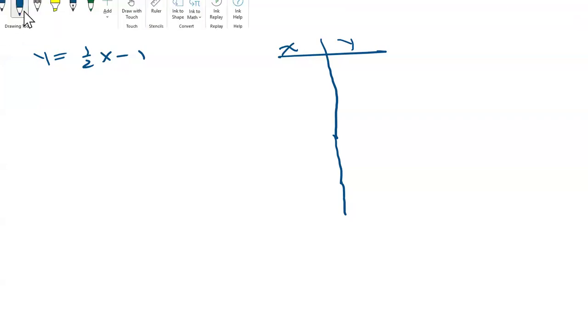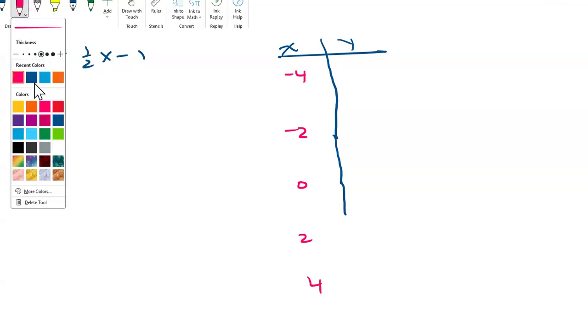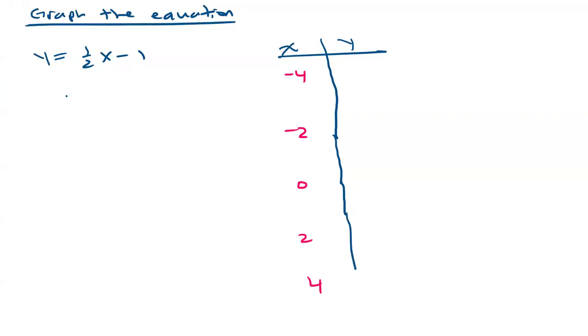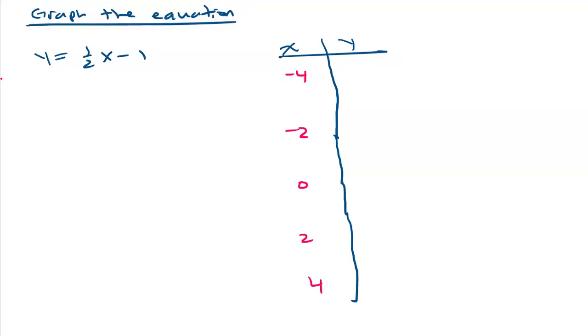So for the negative side, I'm going to pick -4, -2, and then 0, and then +2, and then +4. Okay. So those are the numbers I'm going to choose for my x values, and then I just plug them in. So I get 1/2 times -4, minus 1. So -4 divided by 2, or half of -4, is going to give us -2. So -2 minus 1 is going to give us -3.